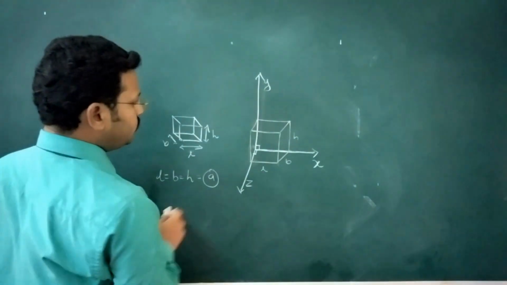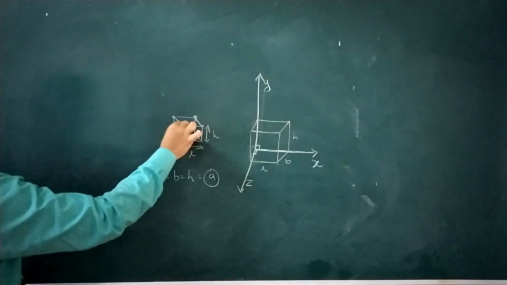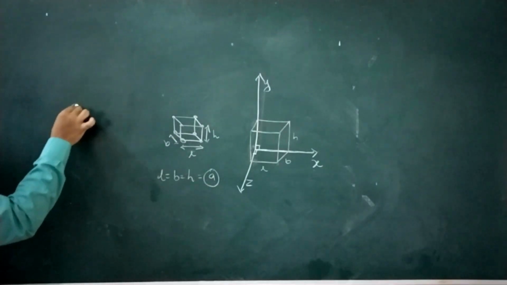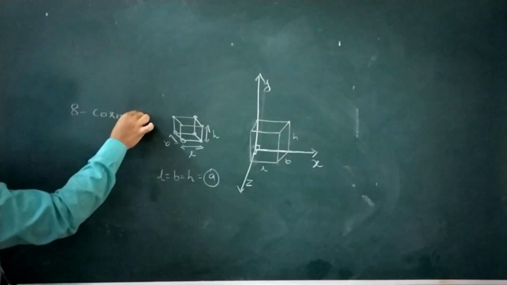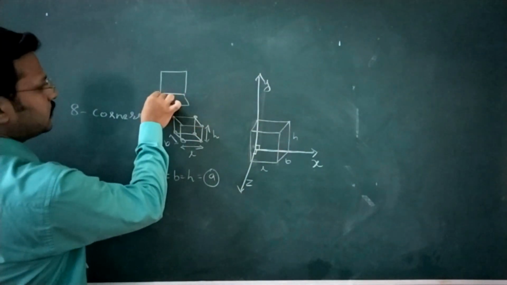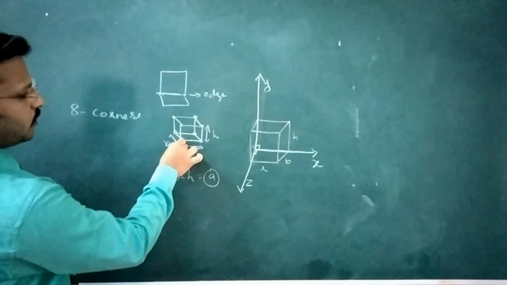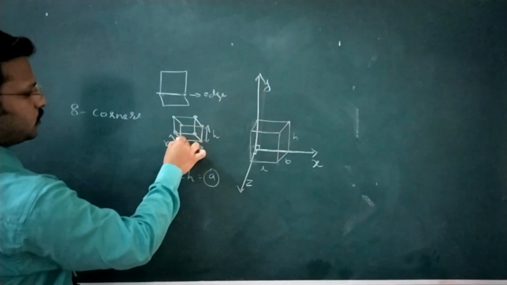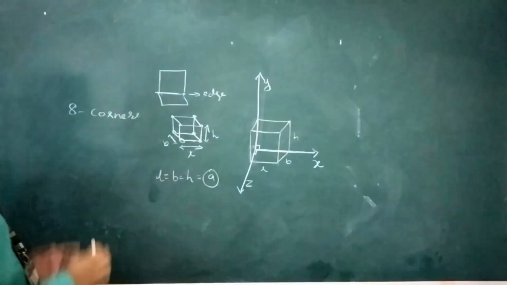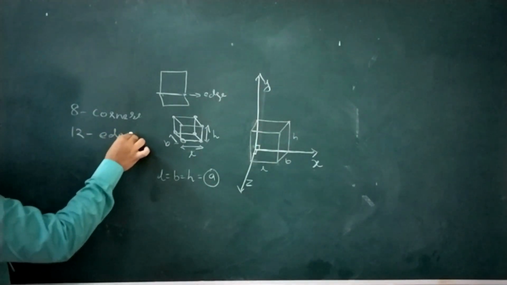Now the parameters of the cube: there are 1, 2, 3, 4, 5, 6, 7 and 8, so 8 corners. When the corners are connected, this is considered to be an edge. So how many edges are here? 1, 2, 3, 4. Similarly, the back side has 4, and each face will have 4 edges. So in total we have 12 edges.